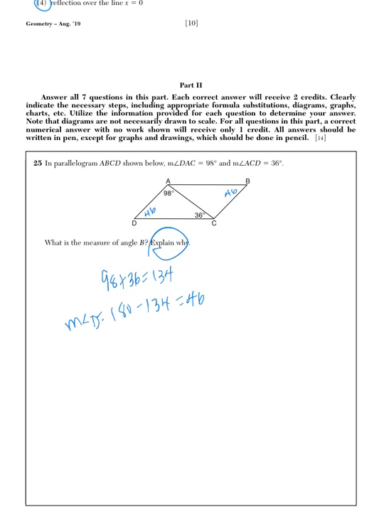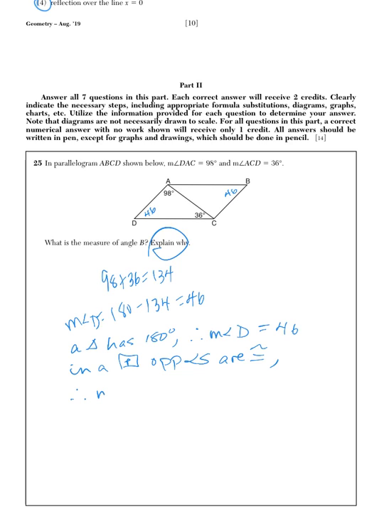Now, explain means write. So I would say that a triangle has 180 degrees. Therefore, and you can use the 3 dots as therefore, the measure of angle D is 46 degrees. And then in a parallelogram, opposite angles are congruent.